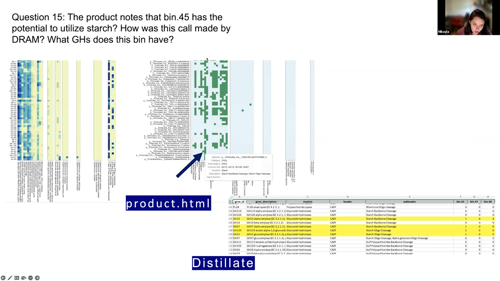But in this particular example, if we look at bin 45, you can highlight here, this is bin 45, it's positive, and you can see that for starch, it required GH15, GH13, GH133, and GH57. Then we can go into the distillate and see how many of each it has. So in this case, it has one of each GH that I just mentioned.